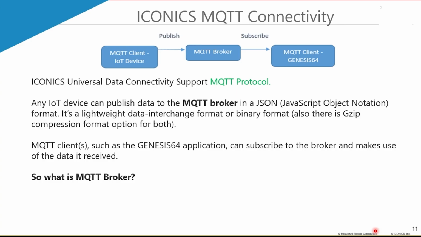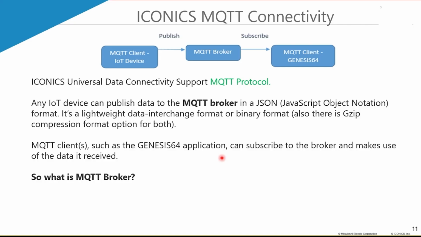So in Genesis 64, we have this data connectivity that allows you to connect to many open industrial protocols, which Dr. Habib mentioned earlier on, things like OPC UA server, SNMP, web services, and of course the MQTT broker that we are more concerned about today. So an IoT device can publish data. The IoT device can be from sensors, actuators, or machines, and the data can be published in JSON format. It's very lightweight. It can be data in string format or binary format. And a client like Genesis 64 will subscribe to the broker, and we will make use of the data that we receive, just like the earlier sample that I showed.